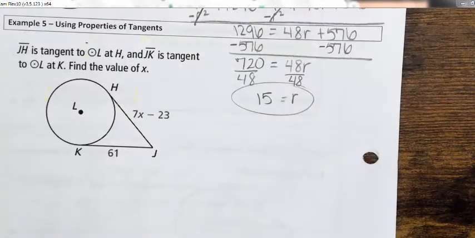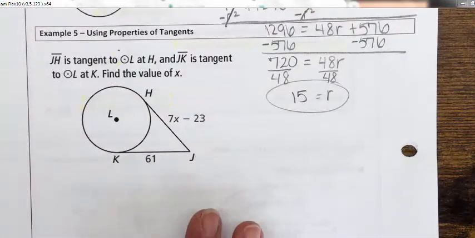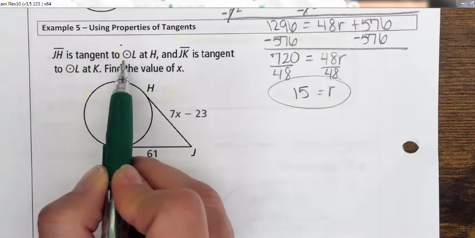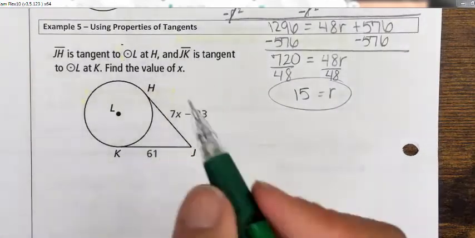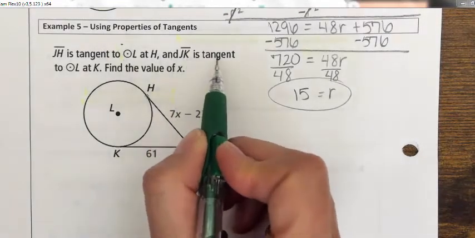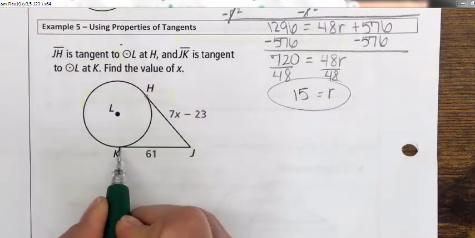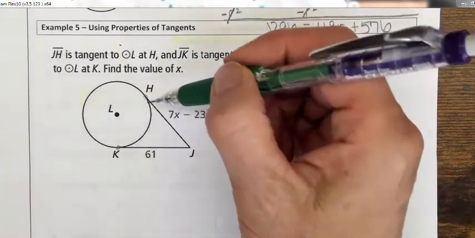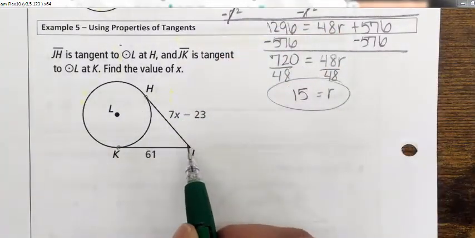All right, example 5, using properties of tangents. All right, so we've got segment JH is tangent to circle L. Let's see, JH is tangent, which means I know that it intersects right here. And segment JK is also tangent to circle L at K, so right here. Find the value of X. Well, it looks like I have two tangent segments that have a common external point, right? They meet at the same point outside of the circle.